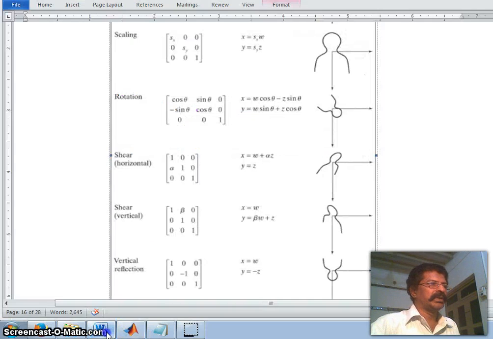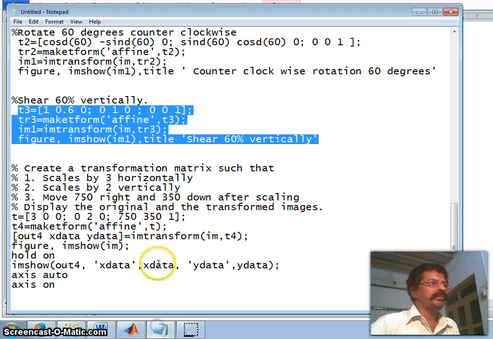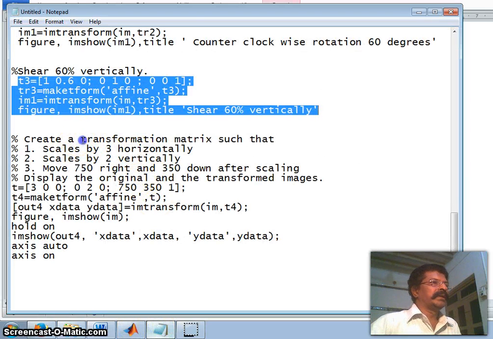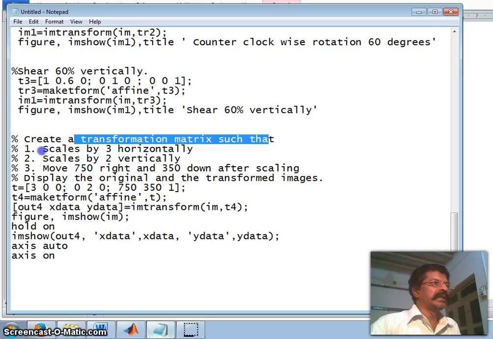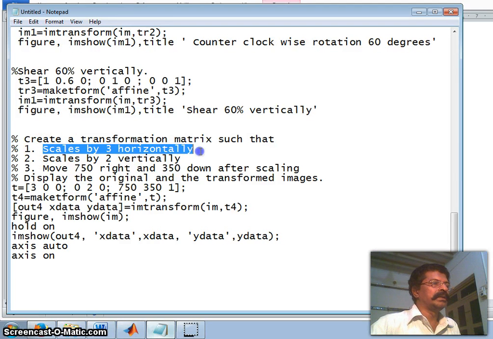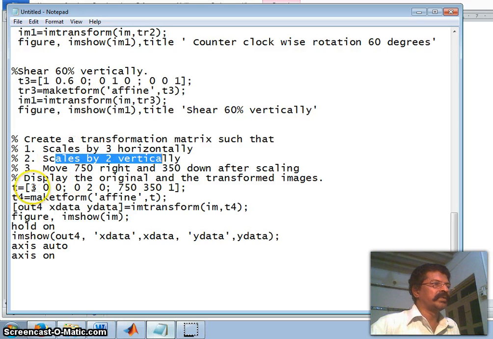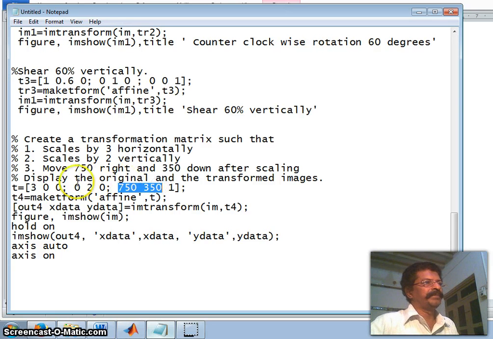The next question is to create a transform matrix such that it scales 3 horizontally and scales 2 vertically. Therefore my matrix has Sx equal to 3 and Sy equal to 2, which moves 750 along the right and 350 down. Therefore this one is 750, 350.